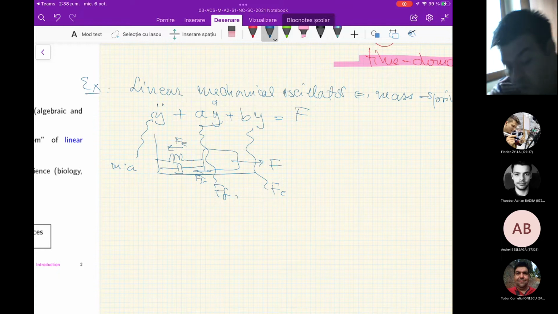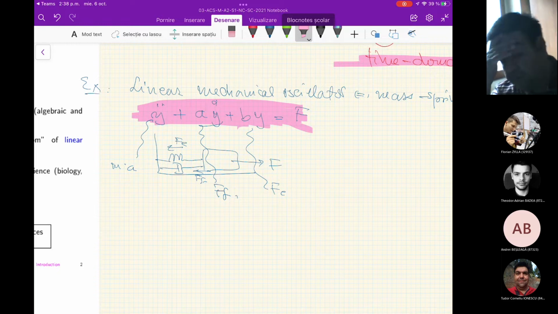Now, as we know, these are all linear phenomena. Why? Because we have linear friction, which is directly proportional to the velocity, and we have linear elastic force, which is directly proportional to the position. And this is the second order linear differential equation governing the class generated by the mechanical oscillator. Now this is a linear equation.